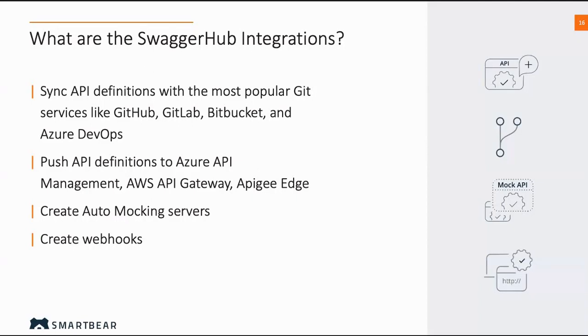Lastly, another important piece of automation here is webhooks. You can trigger webhooks based on different events within SwaggerHub: when someone saves an API definition, when someone pushes it out, or when someone publishes it. And this can be a nice addition to any automation workflow.